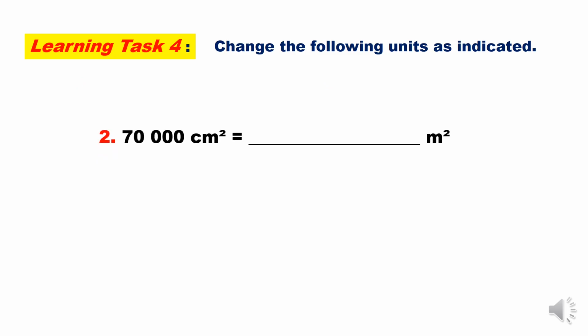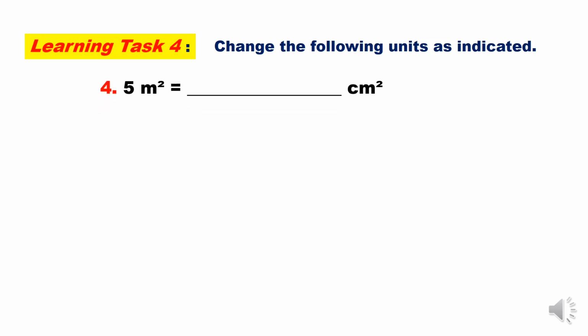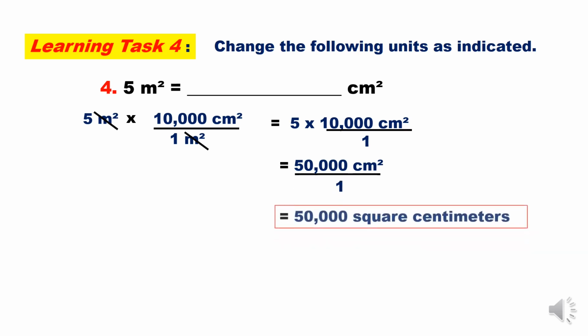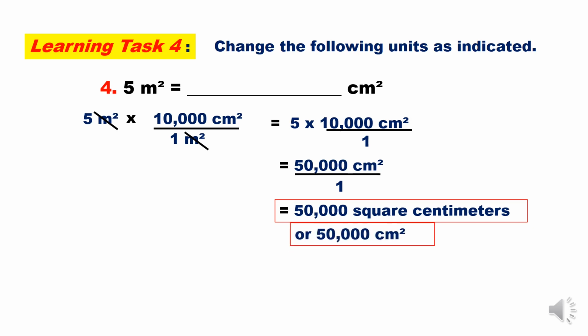Then, susubukan nyo nga ulit sagutan ang number 2 and number 3. Number 4. 5 square meters equals blank square centimeters. Ibaba ang given. I-multiply sa conversion. This time, ang denominator is 1 square meter. At ang numerator, 10,000 square centimeters. Cancel. Then, i-multiply ang 5 times 10,000 square centimeters divided by 1. And the answer is 50,000 square centimeters divided by 1 equals 50,000 square centimeters.